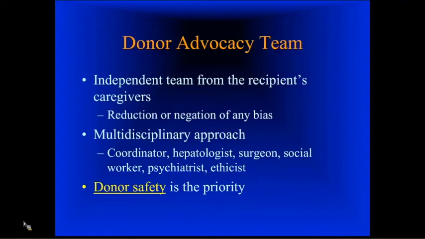I mentioned that the donor advocacy team is an independent team from the recipient's caregivers. For example, if I had a patient who I'm taking care of while he's waiting for a liver transplant, and he's got a potential donor, the donor will be seen by a different hepatologist and a different team, like Priya Grewal or Jawad, for example. That way I wouldn't introduce any potential bias or coercion on that donor.